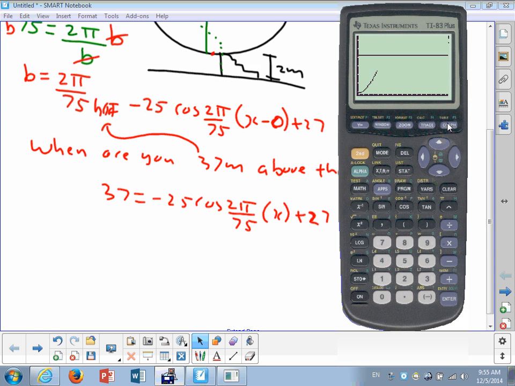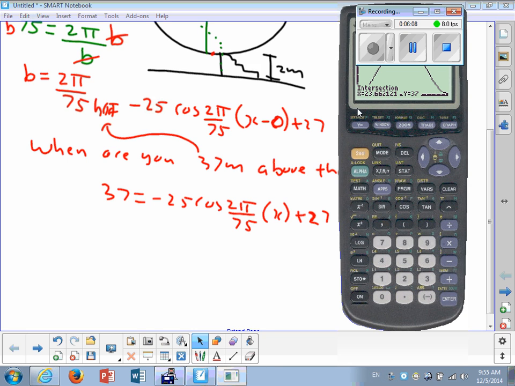Line of 37. Our graph looks something like that. Looks like it crosses it twice. I'll just find the intersection point for the first time it reaches 37. Move this over and see what it comes up with. It took 23.66 seconds to reach that height for the very first time. I hope you found that helpful.